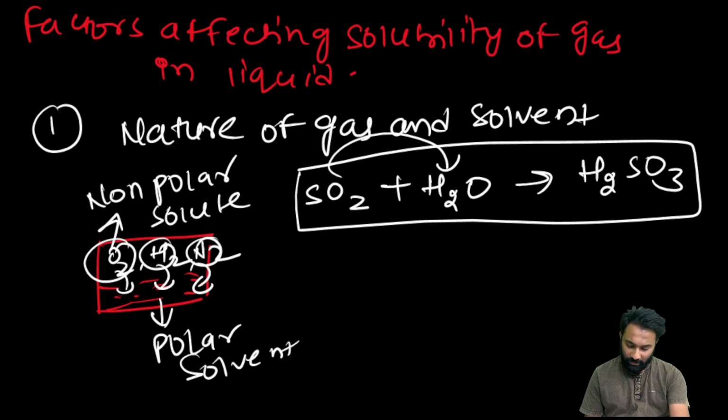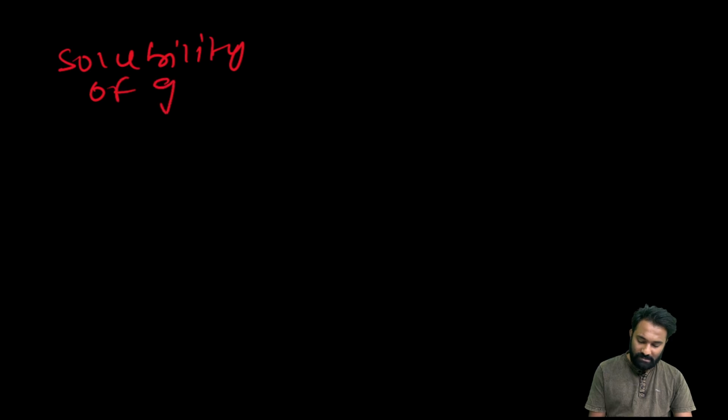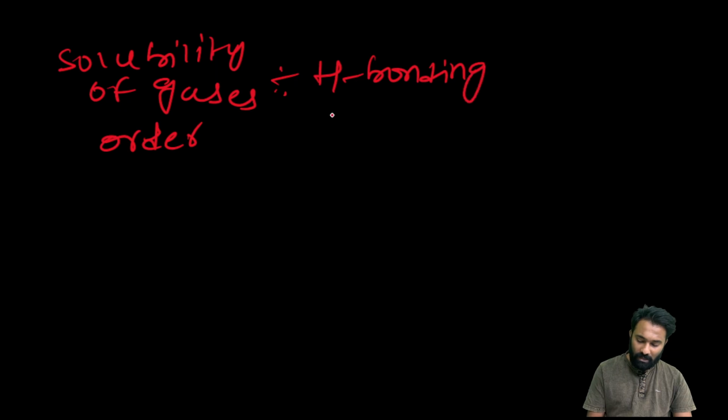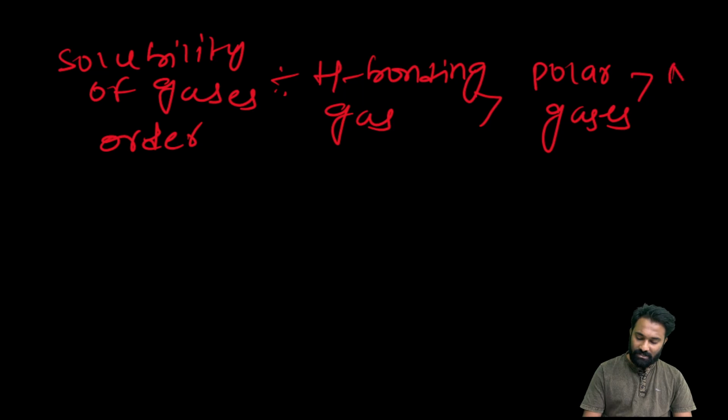If you want to find which gases will be soluble in liquid H2O, I will give you an order, and based on this order you can identify the solubility of gases in H2O. First, hydrogen bonding gases: those which form hydrogen bonds with H2O will dissolve in H2O very quickly. Second are the polar gases, and the last are the non-polar gases. Just now I explained, right?